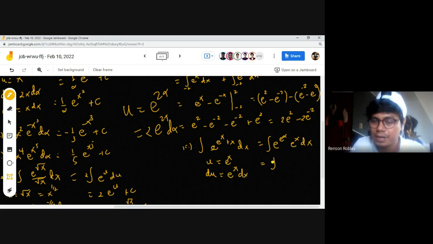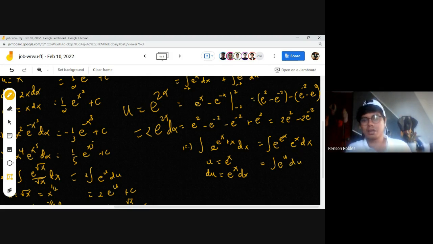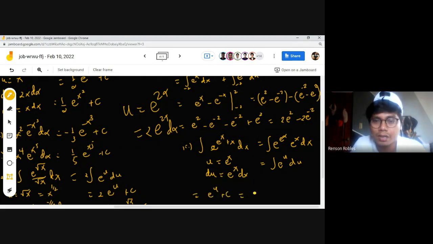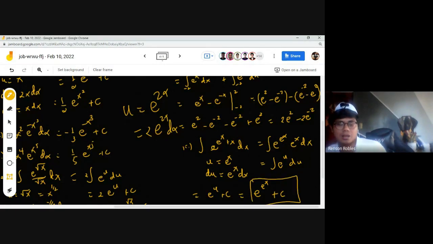By change of variable, you now have e to the u. What is this? Your u. What is this? Your du. It's as simple as e to the u du pala. Okay? So you shall have e to the u plus c, or e to the x plus c when written in the original variable. So that's e to the x plus c.